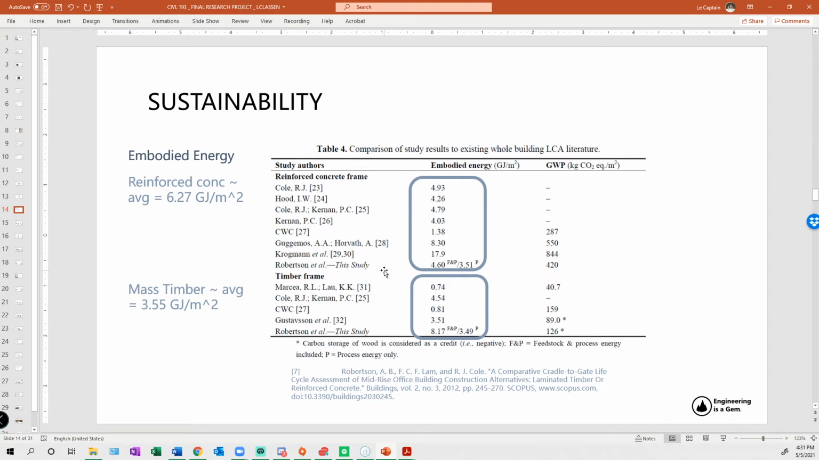So from around 1992 to 2012, we see that the embodied energy of reinforced concrete frames, when compared to mass timber, loses by a considerable amount. So we're at 6.3 gigajoules compared to about 4.